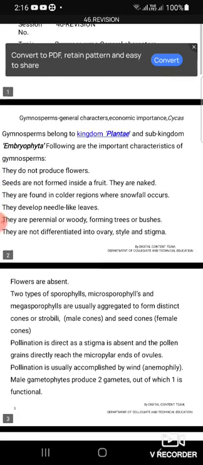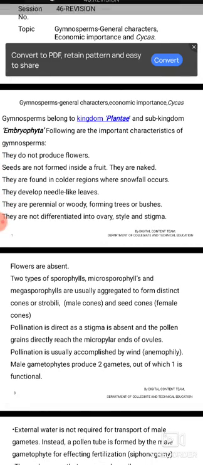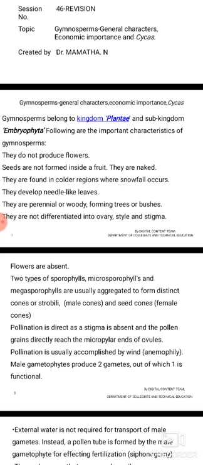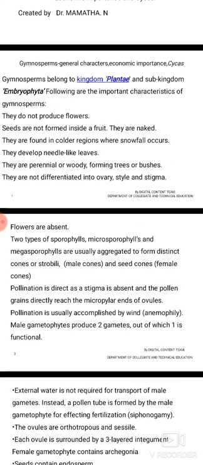Gymnosperms do not produce flowers. Seeds are not formed inside the fruit. They are naked. They are found in colder regions where snowfall occurs. They develop needle-like leaves. They are perennial or woody, forming trees or bushes. They are not differentiated into ovary, style and stigma.